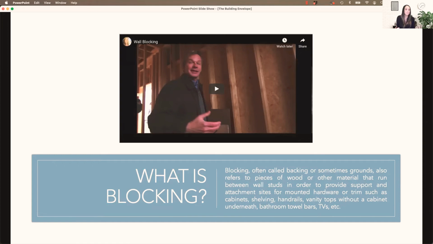So blocking is literally just pieces of wood. Generally, it's leftover scrap wood from studs or other forms of, maybe it's some leftover plywood or OSB or something like that, that gets put between the studs and provides you a place to secure, and gives you that whole range so that you can secure those items safely. This video just gives you a closer look at what blocking is and some ideas of how it's used.